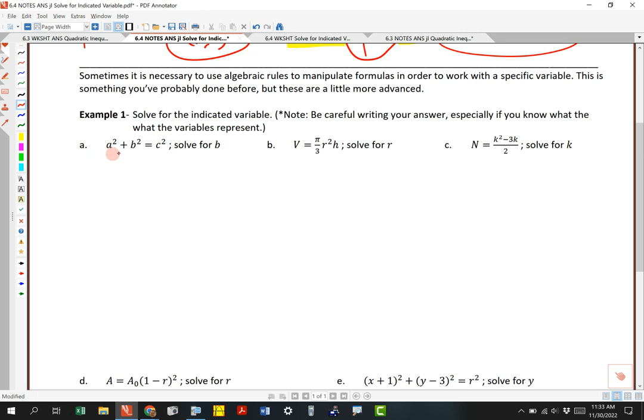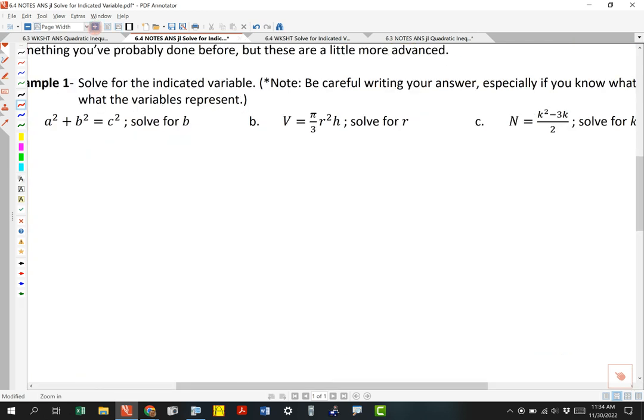Okay, and we're just going to take the instructions for granted. They're going to say, hey, I want you to take this formula right here, and I want you to solve for B. Now, the only caution to this is these are a bit more advanced than the ones that you did last year or the year before. And you want to be careful about the way you write your answer, especially if you know what the variables represent. If you don't, if it's just some random formula where you have no idea what they represent, we're just going to solve it and write down all the mathematical answers. You'll see what I mean in just a second. So on this one here, they want us to solve this for B.